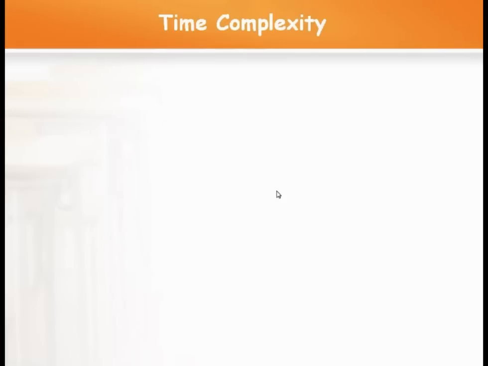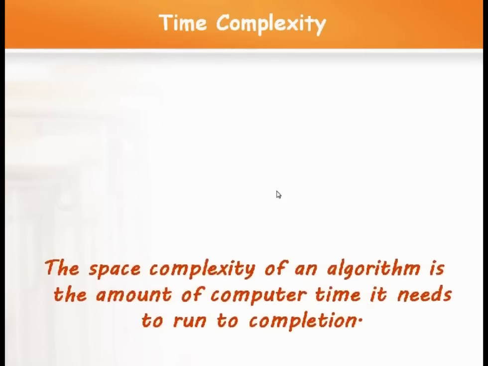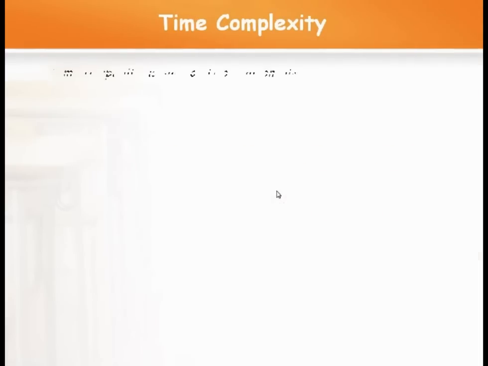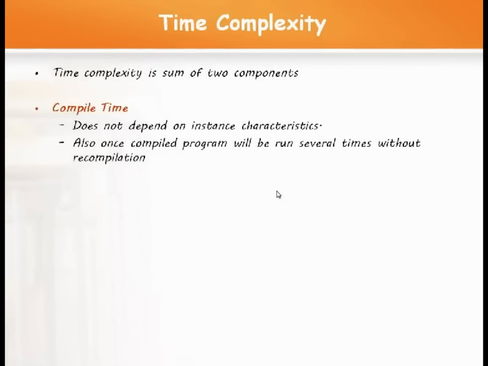Let us see now what is time complexity. It's very simple. The time complexity is nothing but the total computer time taken for completing our algorithm. Time complexity also has two components: compile time and runtime. The compile time never depends on the input or the output being supplied. That is, it does not depend on instance characteristics. And as we all know, once a program is compiled, it can be run several times without any recompilation. Hence, I can say that compile time is constant time.